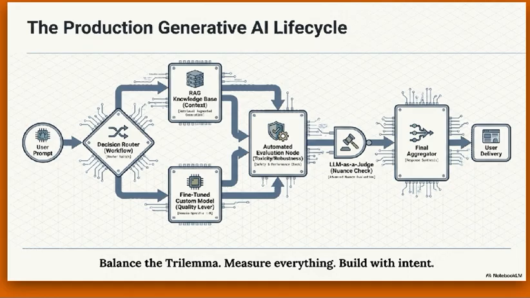Step 3. Both of those paths, whether customized behavior or augmented generation, converge. The raw output is immediately intercepted by the automated evaluation node. This is the deterministic safety checkpoint. It runs the toxicity classifiers and robustness checks. If the output violates brand safety, the transaction is killed instantly.